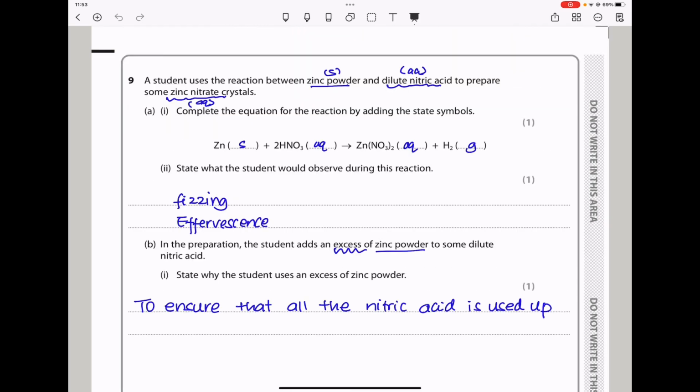Question 9. A student uses the reaction between zinc powder and dilute nitric acid to prepare some zinc nitrate crystals. They say complete the equation for the reaction by adding state symbols. Zinc is a solid. Nitric acid is going to be aqueous. Zinc nitrate is aqueous because all nitrates are soluble. And then hydrogen is a gas. Next they say, state what the student would observe during this reaction. Because a gas is formed, we would observe fizzing. So since this was 1 mark, I just wrote 1. You can say either fizzing or effervescence, it's the same point.